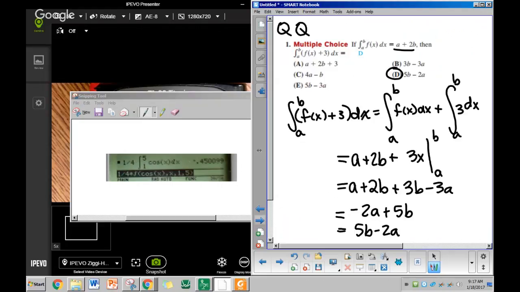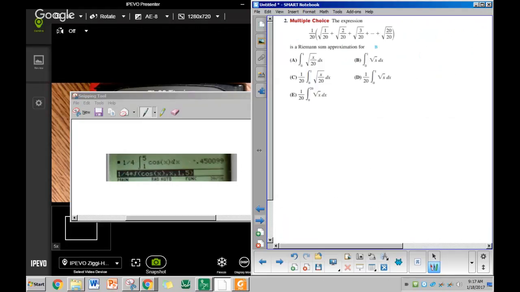All right. This is a Riemann sum approximation, meaning I'm adding up a bunch of rectangles, right? So what is this typically in front? Yeah, that's delta x. So delta x equals b minus a over n. So what's n here? N is 20. What's b minus a? 1. So the change in b minus a is 1.